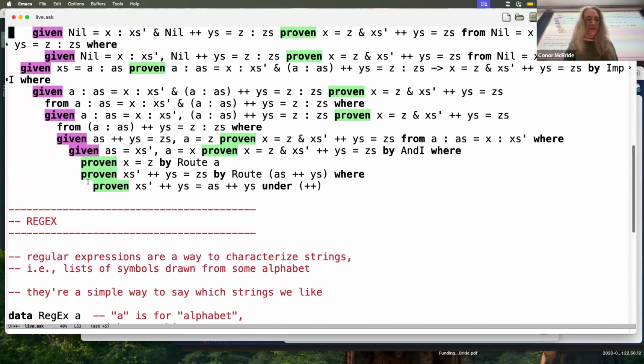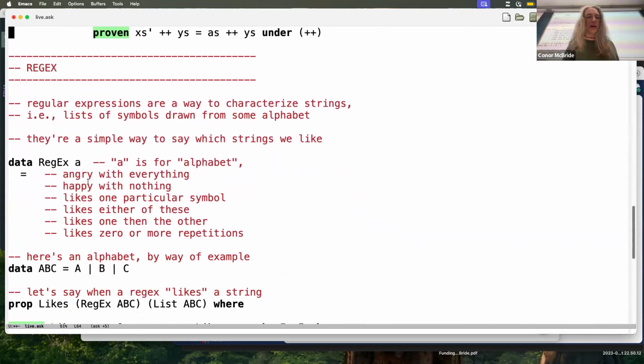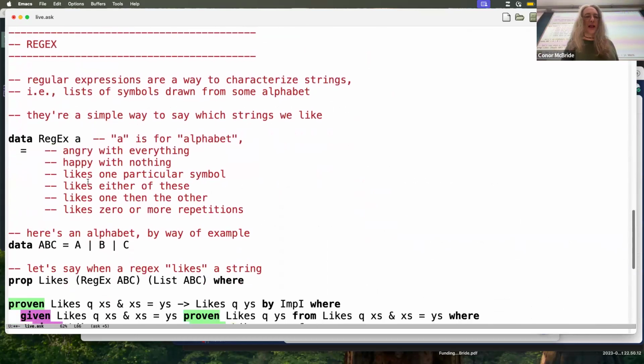to the good stuff. So we're going to introduce regular expressions a little bit at a time. We're going to write down a data type of regular expressions. I might actually use old-fashioned chalk to draw on the board what these things look like in real life.